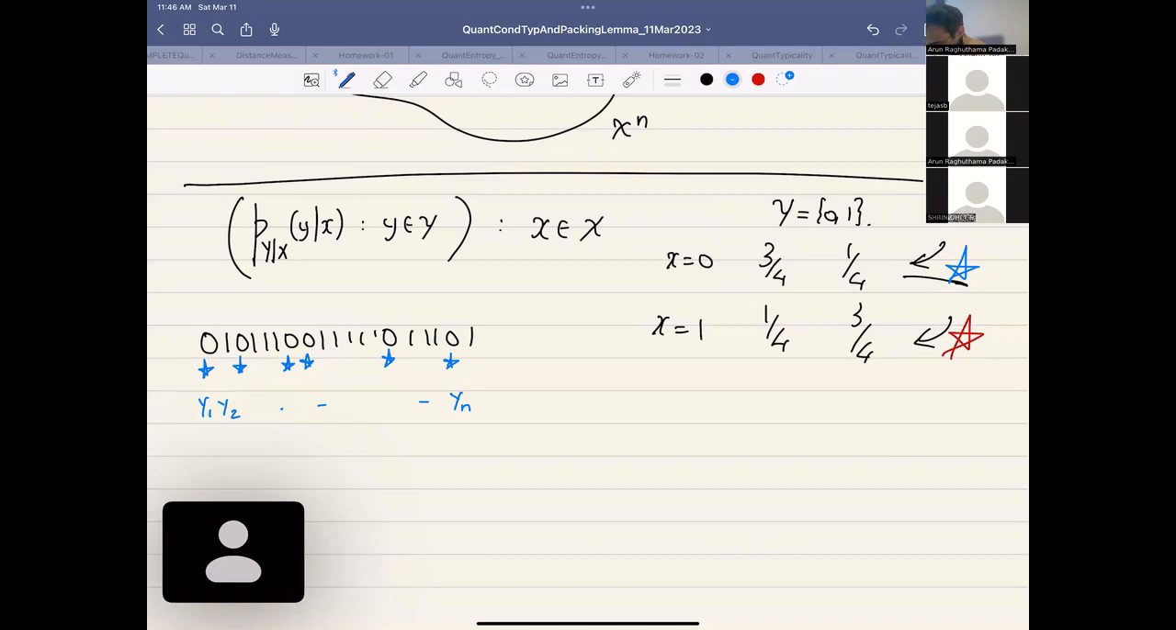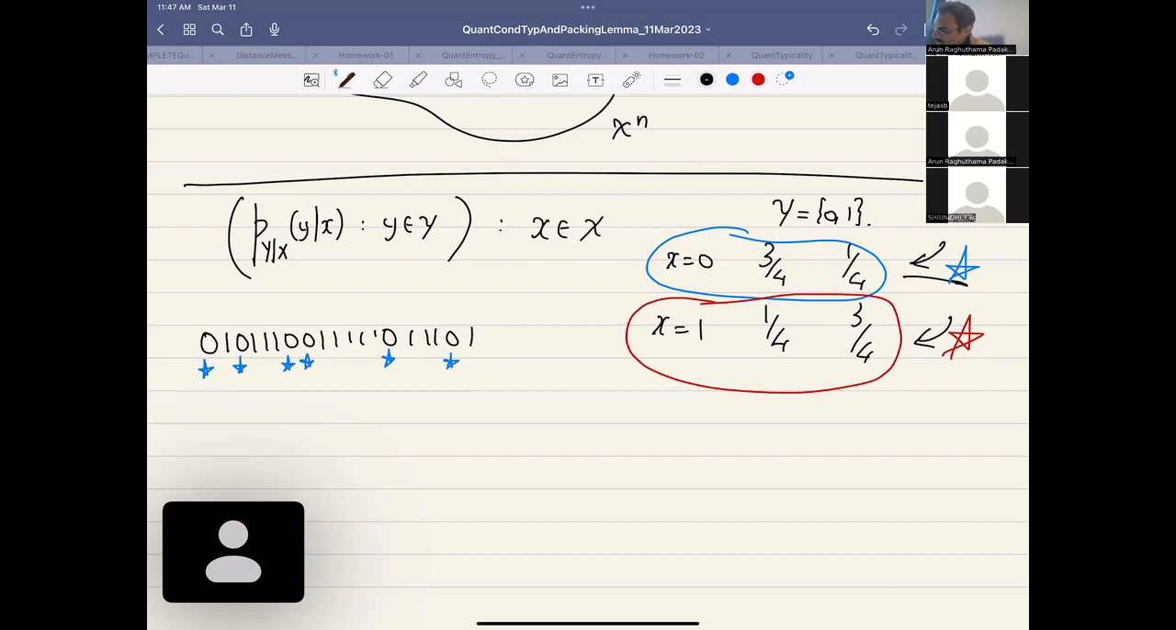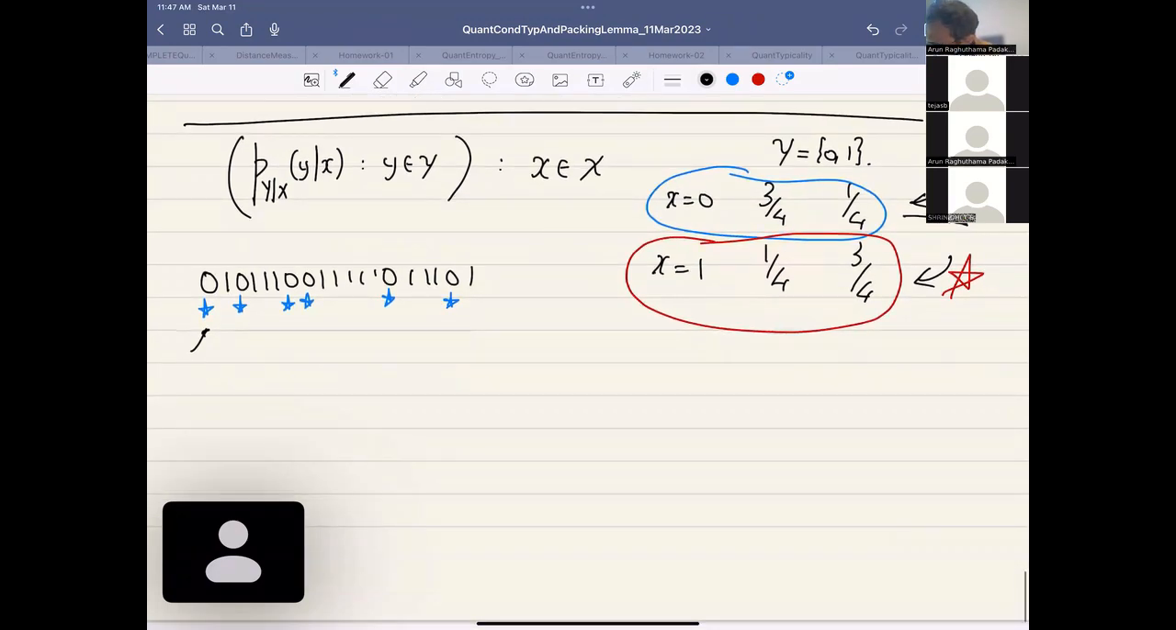If X is 0, I will sample a Y according to this distribution. If X is 1, I will sample according to this distribution. So while in the previous case, I was sampling all my Y's according to one distribution, now I am sampling my Y according to the distribution based on the X's that I see, right? Yes. So what is the probability?